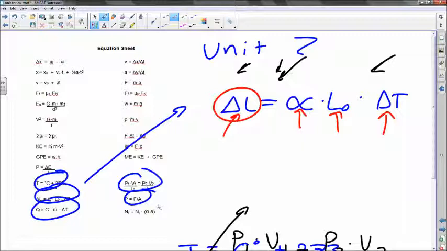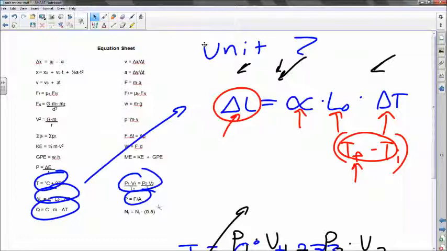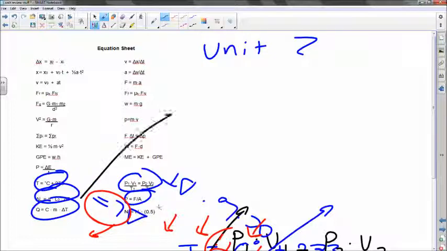Remember, change in anything, in this case temperature, should be the final temperature minus the initial temperature, always. So that if you have something that is cooling down, where the final temperature is smaller than the initial temperature, you'll get a negative answer here, and when you multiply that through, you'll get a negative change in length, which makes sense. Okay, the next equation is the equation for heat.